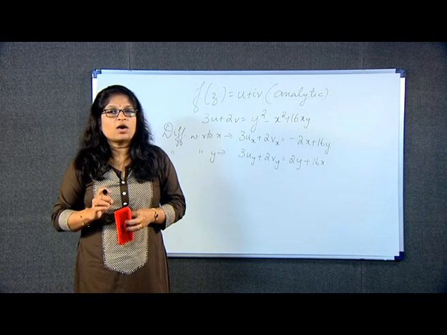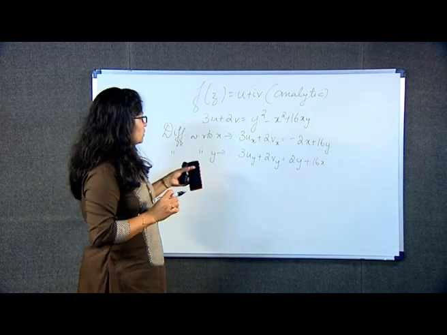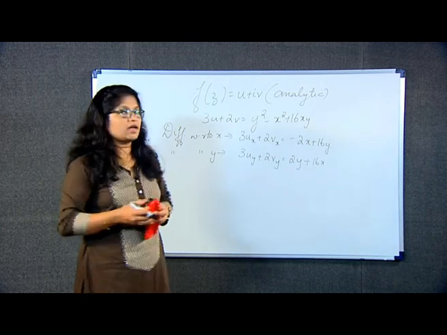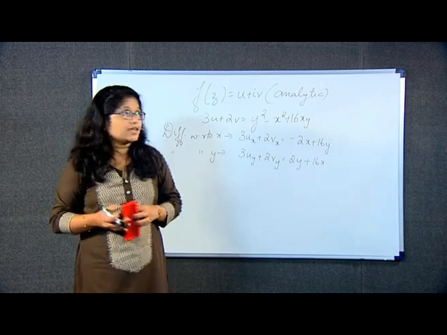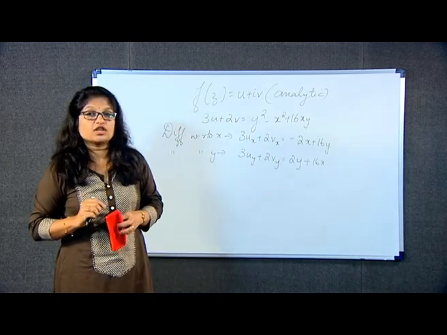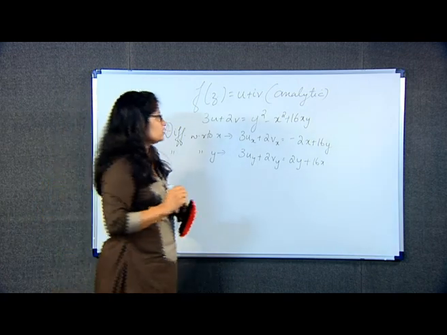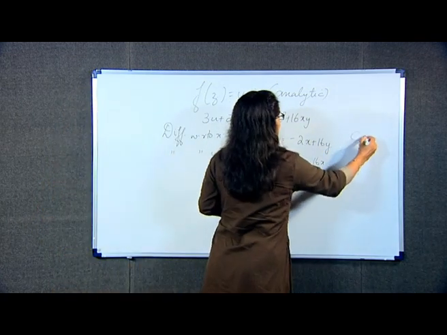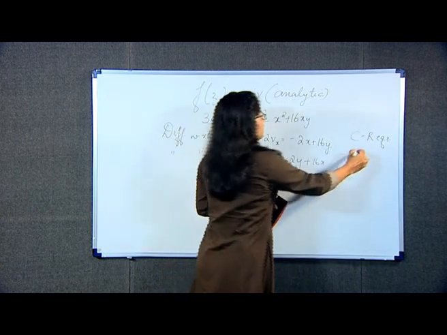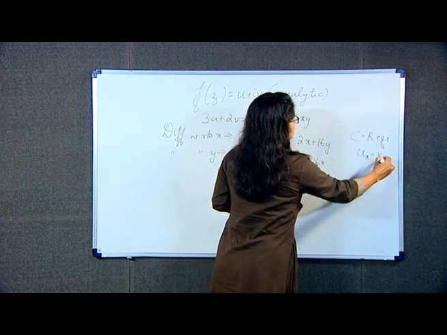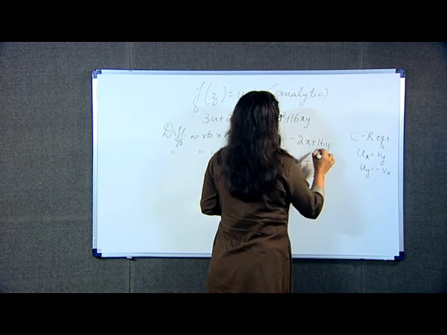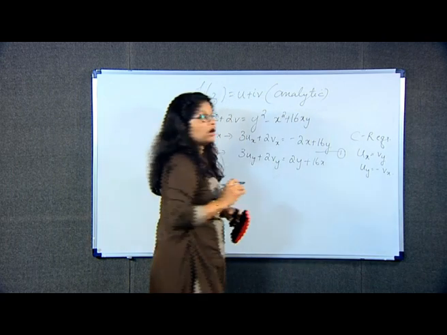Now I can use this equation, make it into either ux and vx, and then obtain f dash z. Since you are trying to find f of z, which is an analytic function, you can always use your CR equations. I hope you have not forgotten them: ux is equal to vy and uy is equal to minus vx. So, I have this equation, I will call it 1.